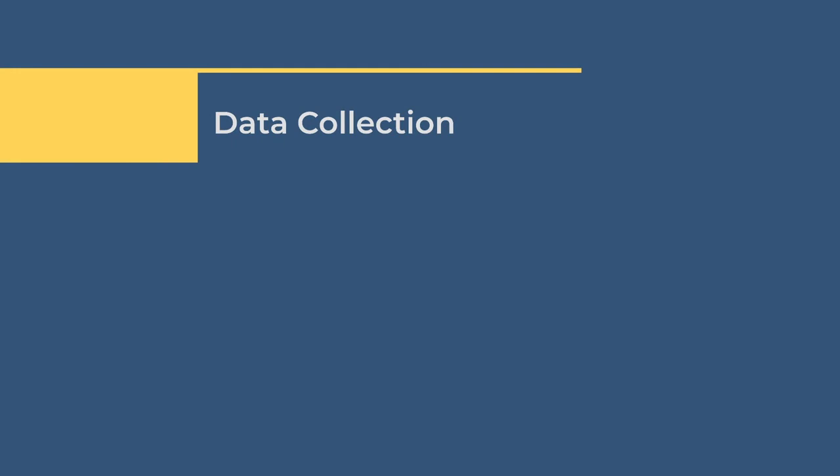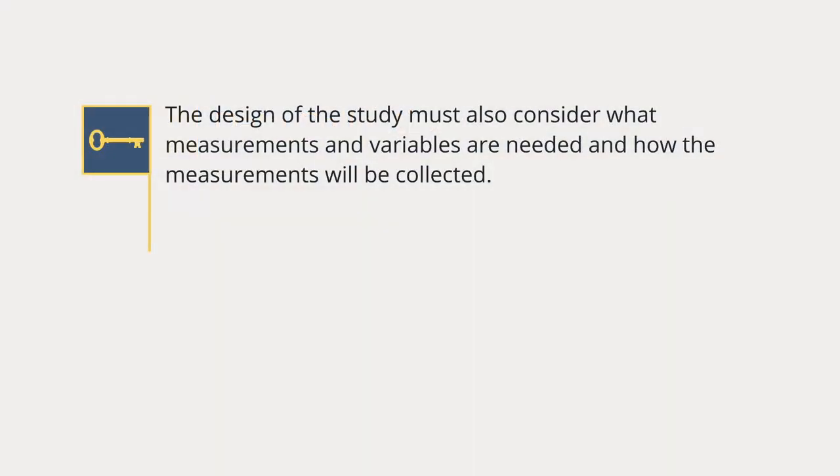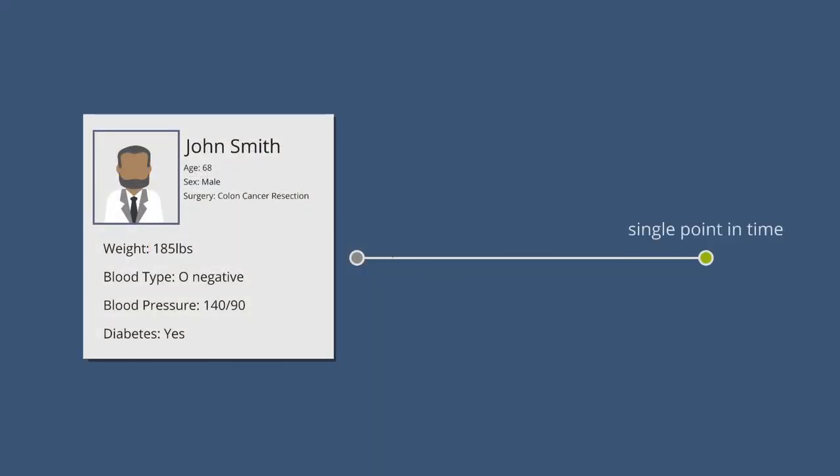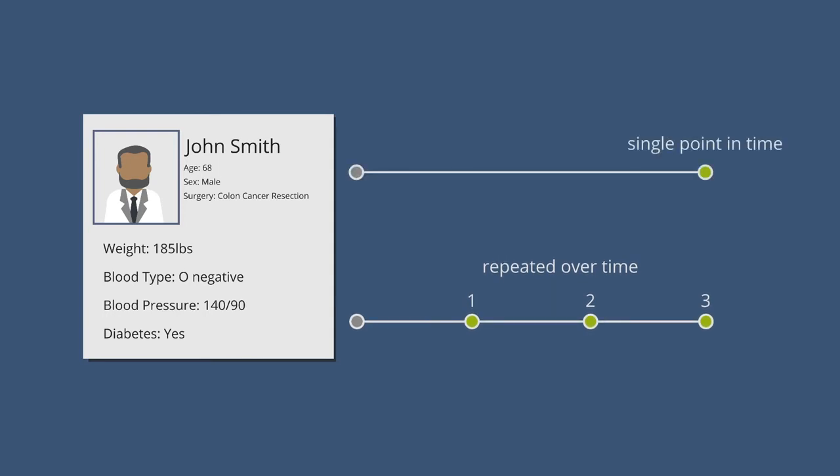Data collection. The design of the study must also consider what measurements and variables are needed and how the measurements will be collected. For example, a study can be designed to measure individuals once at a single point in time or to collect repeated measurements on individuals over a length of time. Single versus repeated measurements will have a huge impact on the methods used to analyze data and what types of conclusions can be drawn from the results of the analysis.